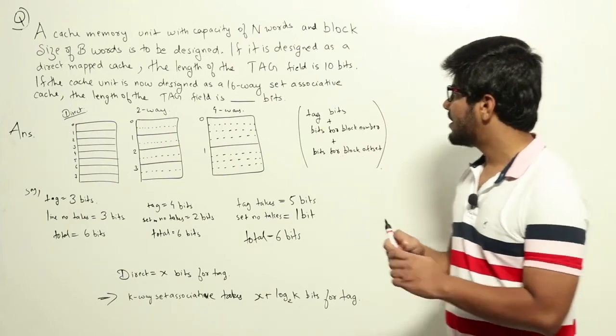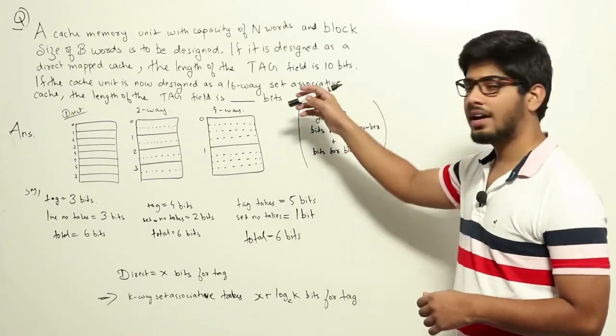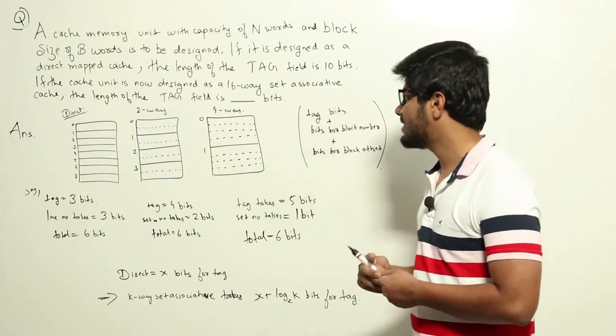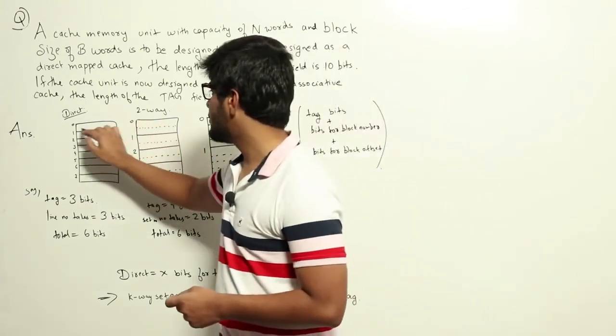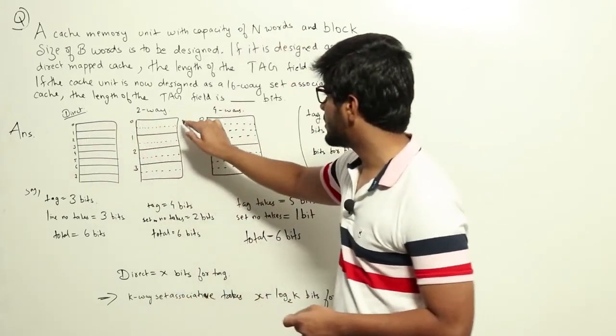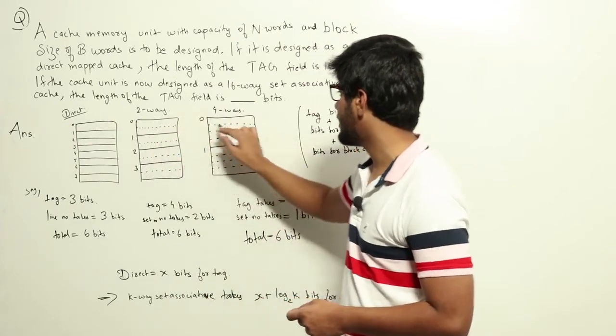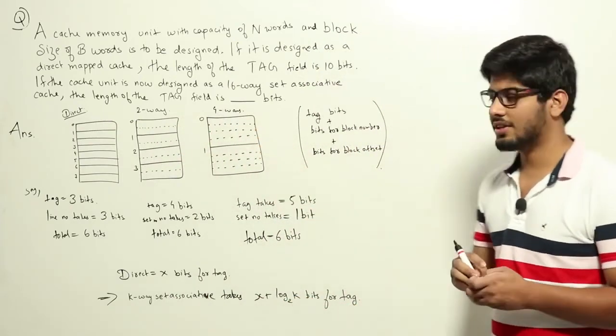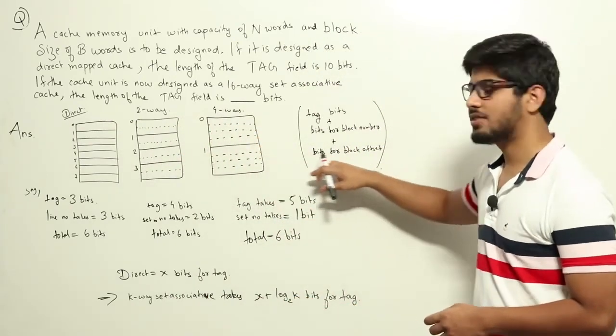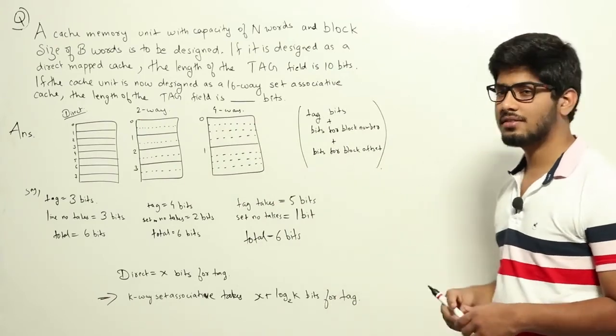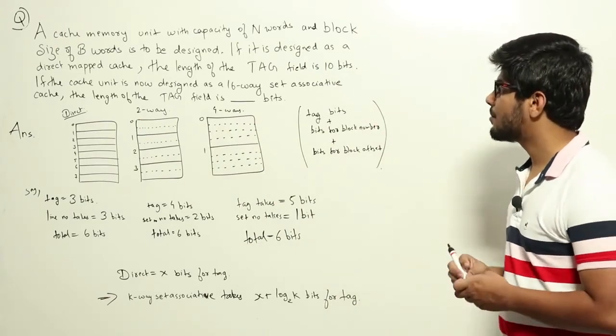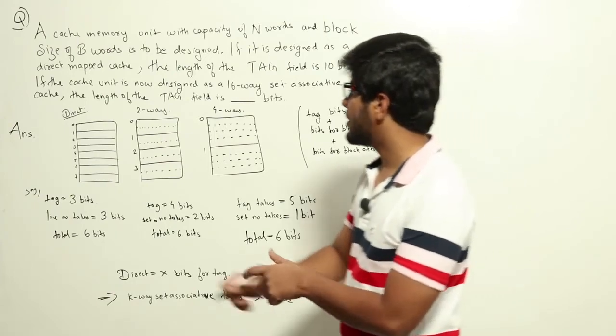Now, whether it is a direct mapped cache or an N-way set associative mapped cache, you can see that this is the block size. In two-way set associative also, this is the block size. So the block size remains the same in all of these. So the bits for block offset remain the same in all of these types of caches.